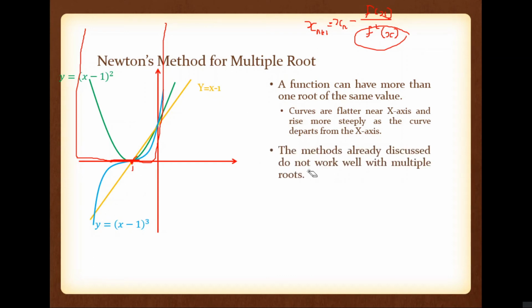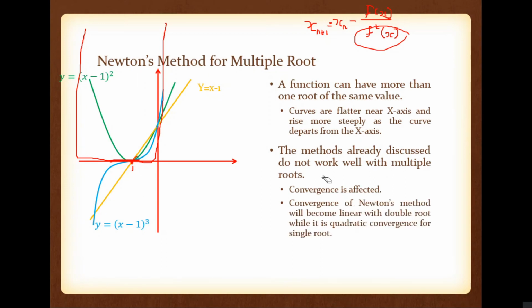So please note, the method that we discussed does not work well with multiple roots. It will work, but not well. Convergence is also affected. Convergence will become linear if there are multiple roots.